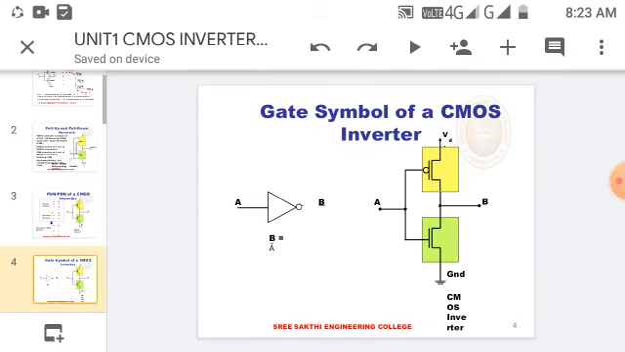So this is the gate symbol of a CMOS inverter. You can compare it with your logic circuits. The first one is the logic circuit. If you give the input as A, you get B, it is a bar circuit. 1 means 0, 0 means 1. Similarly, the same thing can be obtained by using the CMOS inverter we have seen previously.